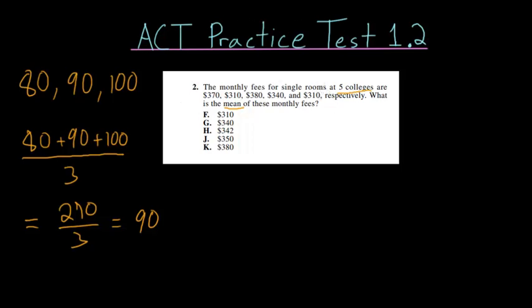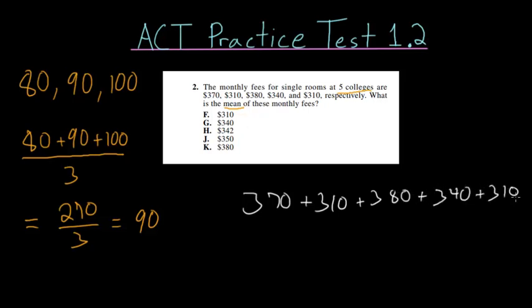So to find that, let's add them all together. So we have that 370 plus 310 plus 380 plus 340 plus 310, and then we want to divide by the total number of colleges, which is 5 in this case, since we're using 5 values here.